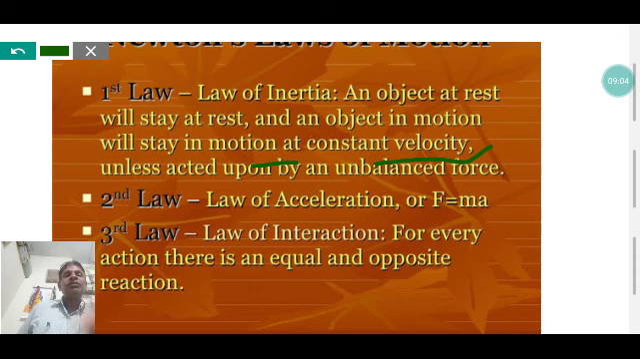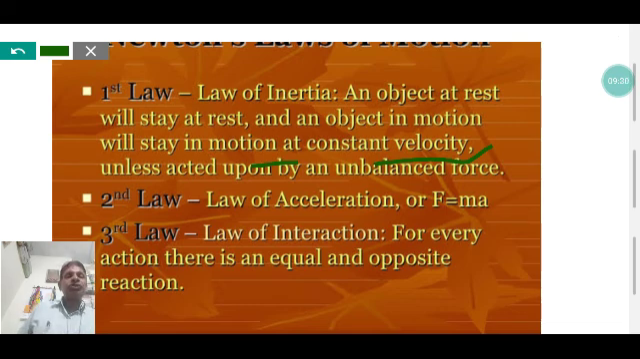The second law of motion is the definition of force. It is also known as the law of acceleration. When force is applied on a body, acceleration is produced. How the acceleration is measured is given by the second law. In this second law, we also derive the expression for force: force is equal to ma, mass into acceleration. Now the third law is also known as the law of interaction.